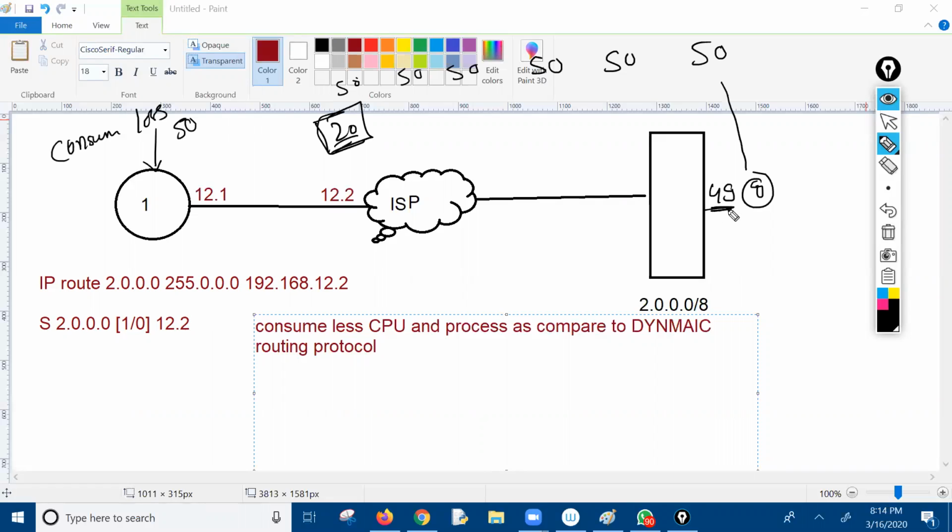What happens? Still you don't have one piece of information on the R8 router because you are doing all those things manually. Whatever static routes we have, we have 50 static routes over there, and on every router you are going to do it manually, right? But for example, what happened?